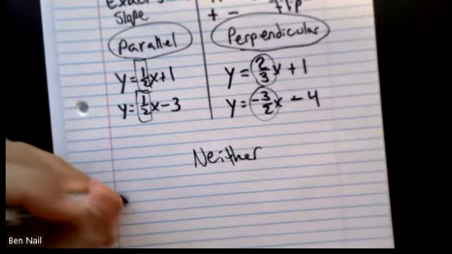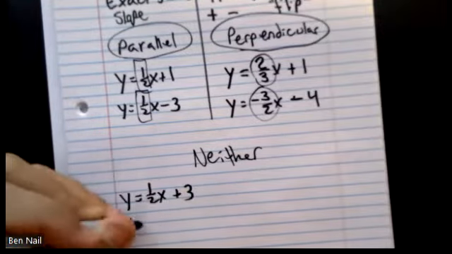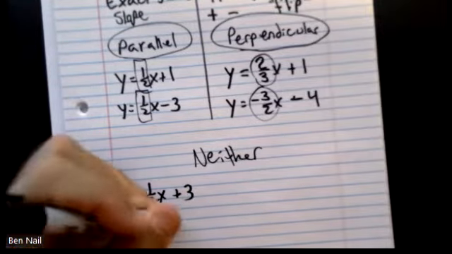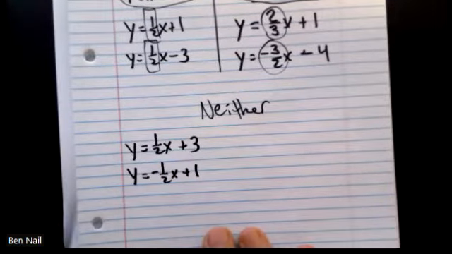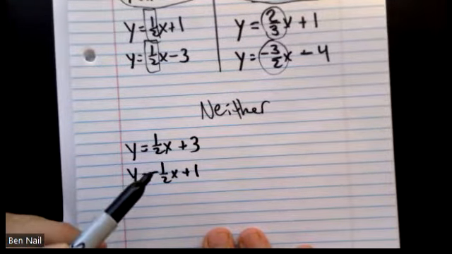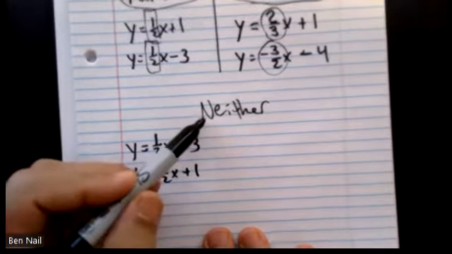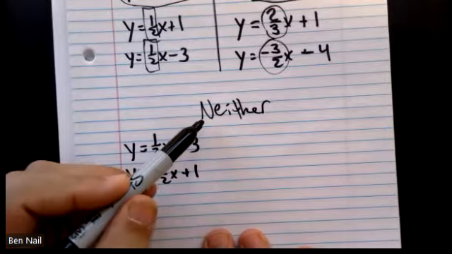Where they try to trick you is they like to give you something like this and make it really close. So those are almost the same, but not quite. One's positive and one's negative. Now here one's positive and one's negative, but they're not flipped. See, they're the same. So this would be an example of neither parallel nor perpendicular.